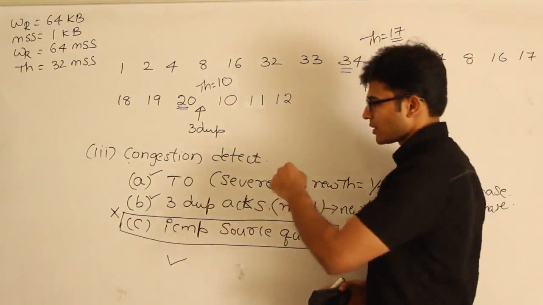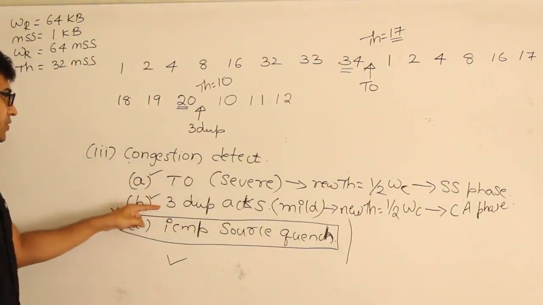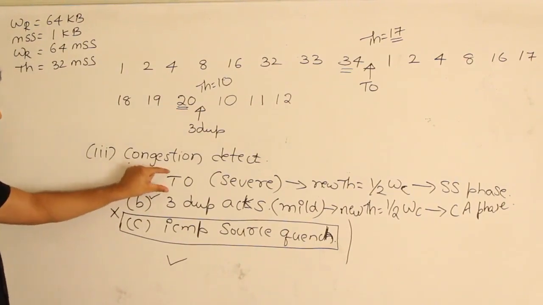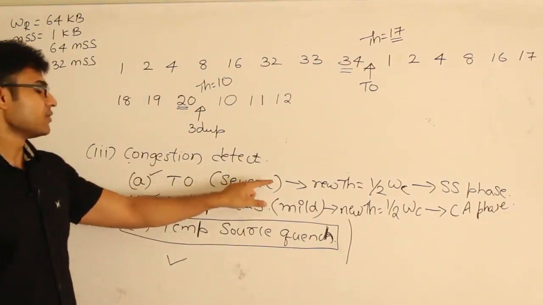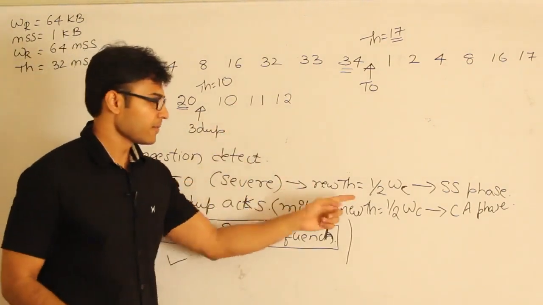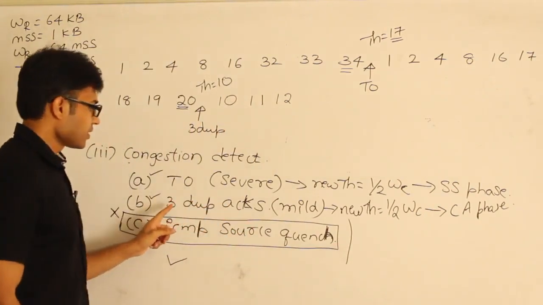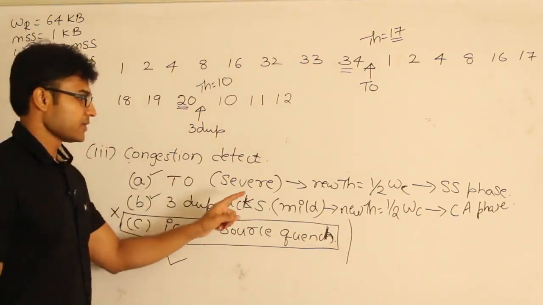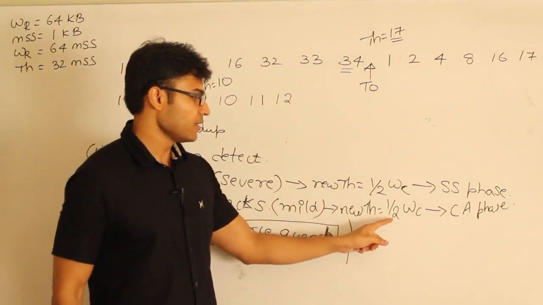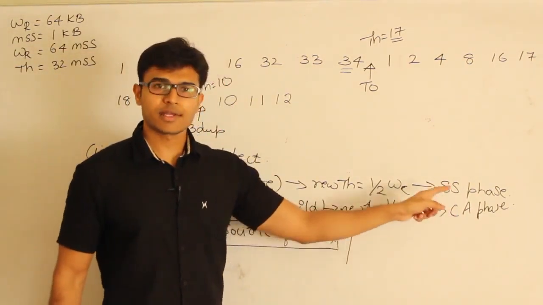Whenever we detect congestion, there are 2 ways you detect it, either by using the timeout or by using 3 duplicate acknowledgements. If we detect it using the timeout, then the new threshold is going to be half of the current congestion window, and then the algorithm enters slow start phase. In case we detect the congestion using 3 duplicate acknowledgements, then the new threshold will be half of the current window size, and then the algorithm enters congestion avoidance phase.